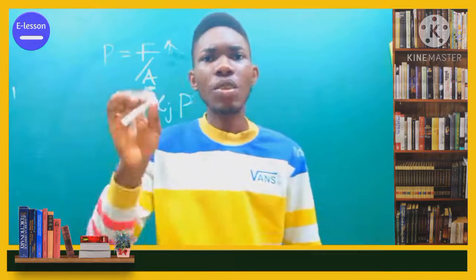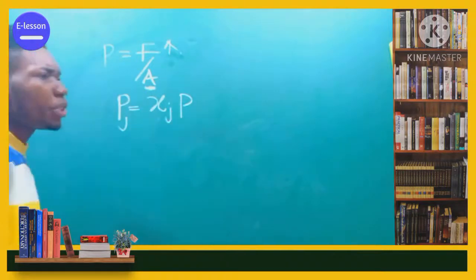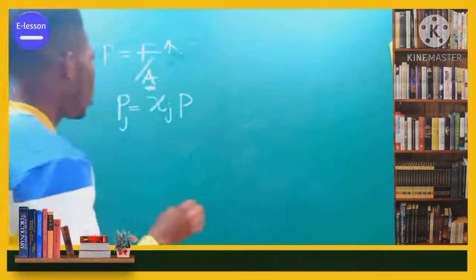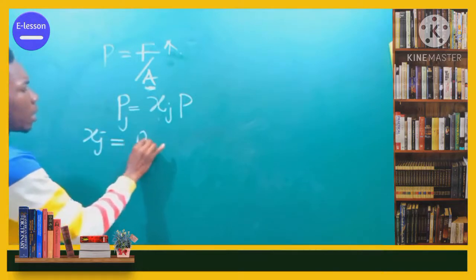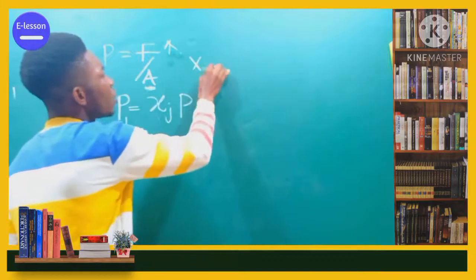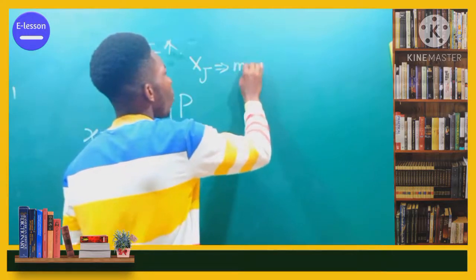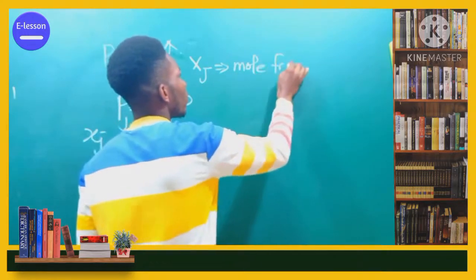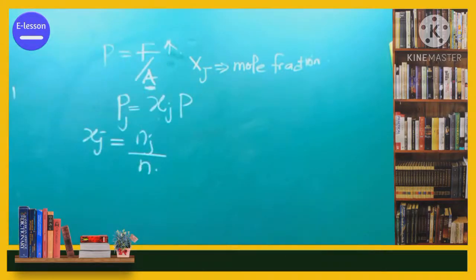Having understood that concept, there are some things you must understand in order to provide solutions to partial pressure questions. And that is this: Pj is equal to Sj times P, where Sj is equal to Nj over N. What is Sj? Sj is the mole fraction of the gas.